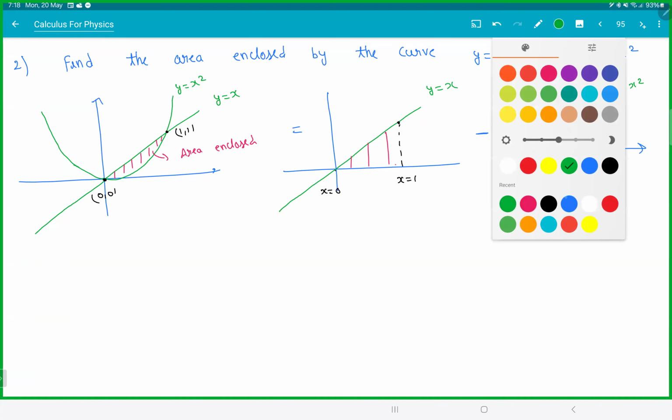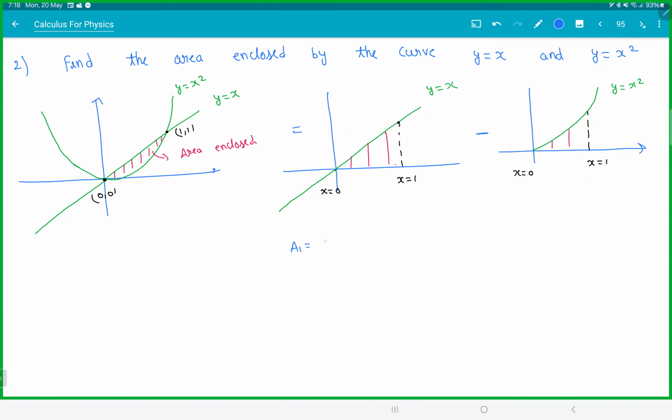So you're done. So A1 is integral, what is area under the curve? Y dx. But y is x only here. Limits are from 0 to 1. So this is x square by 2, 0 to 1, this is half. Let this area be A2. This is y dx, x square dx. So same thing basically. I'm just putting it in verbal form.